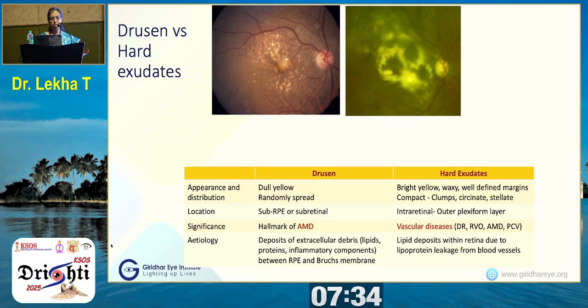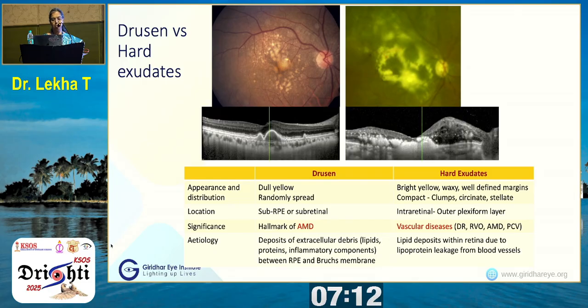So we will start with drusen and hard exudates, which are the most common yellow lesions that we see. And very often for the beginner, there can be a little doubt as to whether it is a drusen or a hard exudate when they see a yellow lesion. Drusen are typically dull yellow, randomly spread, whereas hard exudates are more bright, well-defined, and seen in either clumps, circinate, or stellate patterns. And definitely OCT helps us to know their location, which is sub-RPE or subretinal in drusen, whereas it is intraretinal in hard exudates.